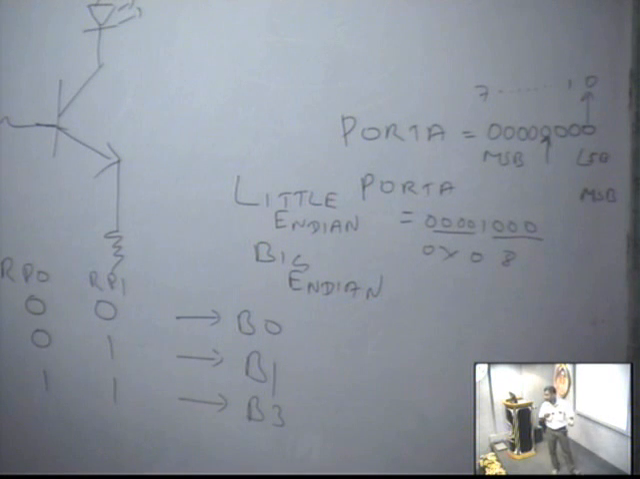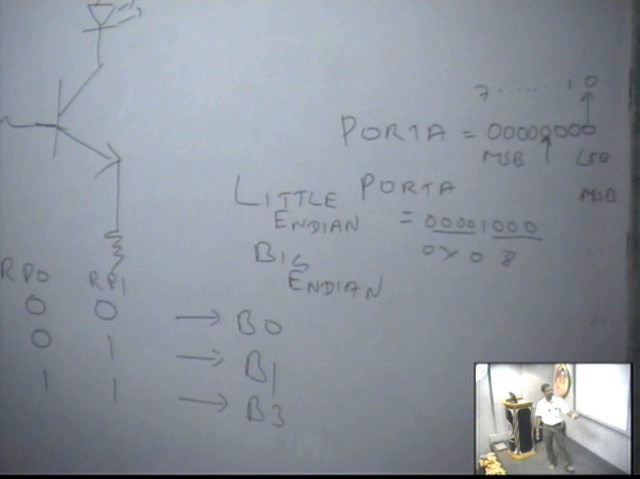Similarly, if I need to make that bit 0, or clear that bit, what should I do? BCF port A comma 3. If you give BCF port A comma 3, that bit will be cleared. So these two are used for setting a particular bit in the register, as well as clearing a particular bit in the register. These two instructions will be used for your LED blinking, etc.